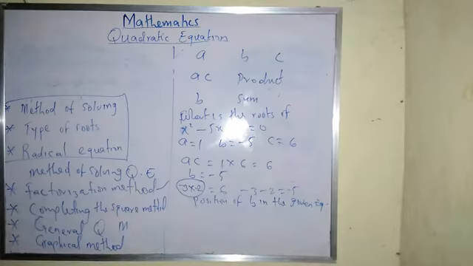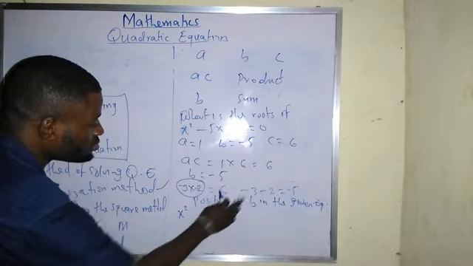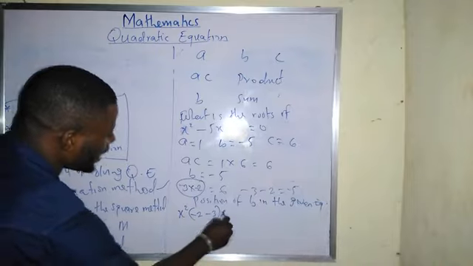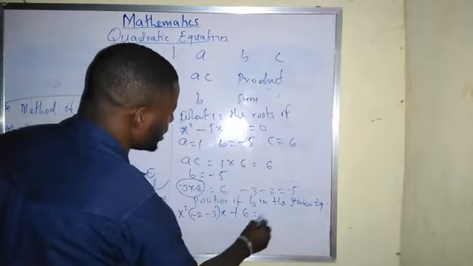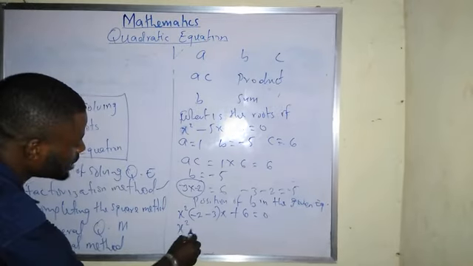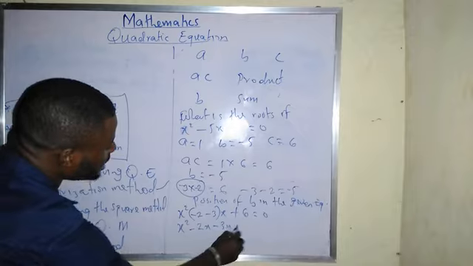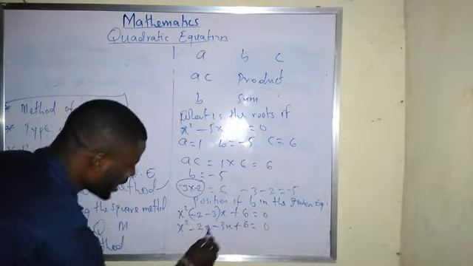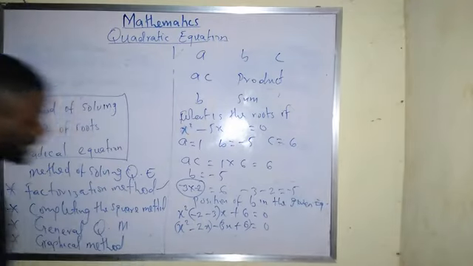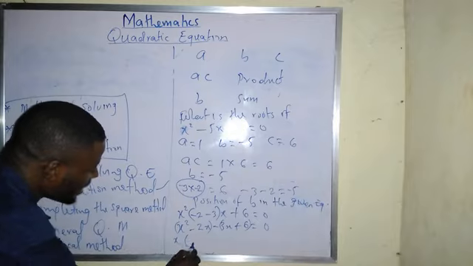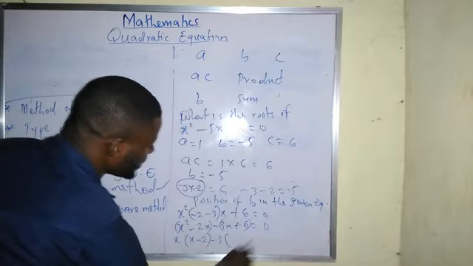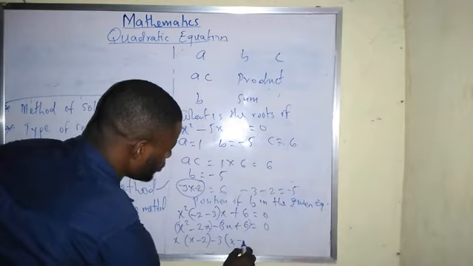Now, what is my given equation? I have x squared, then minus 2, minus 3, all bracket of x, and plus 6 equals 0. So I have x squared minus 2x minus 3x plus 6 equals 0. Now, what is the common thing here? I want to group into two. I have x bracket of x minus 2. What is common here? I have minus 3, and also x minus 2.